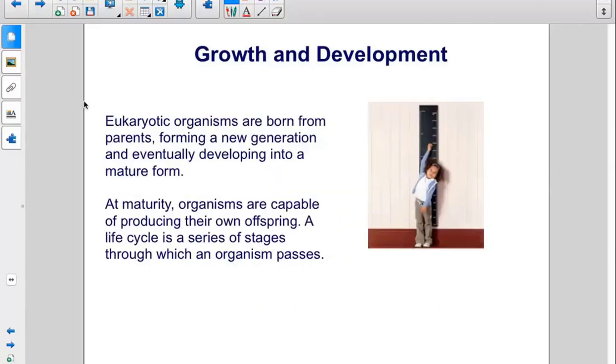Eukaryotic organisms are born from parents, forming a new generation and eventually developing into a mature form. At maturity, organisms are capable of producing their own offspring. A life cycle is a series of stages through which an organism passes.